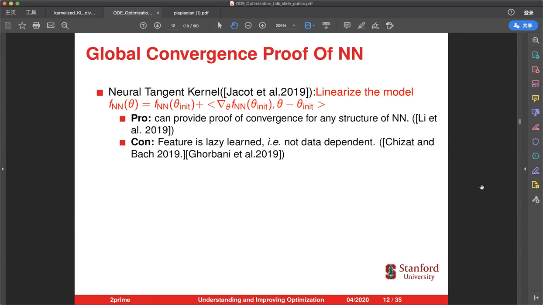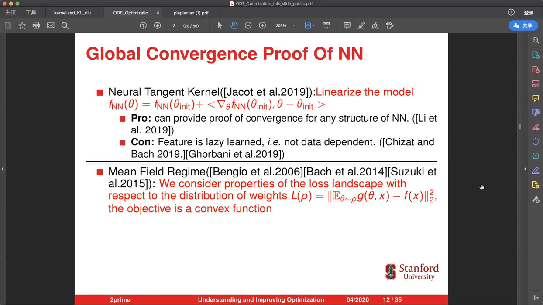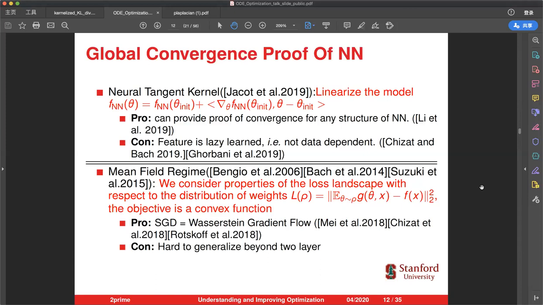So what we consider is the mean field regime. In the mean field regime, I consider the loss landscape with respect to the distribution of weights. Then it is just a linear regression, because the output is linear with respect to the distribution of weights. So the objective function here is a convex function. But just a reminder, in the mean field regime I'm talking about a two-layer neural network, so you can replace the sum with an integral or expectation, and then the objective is linear. So you can see that this approach is very hard to generalize beyond two layers.